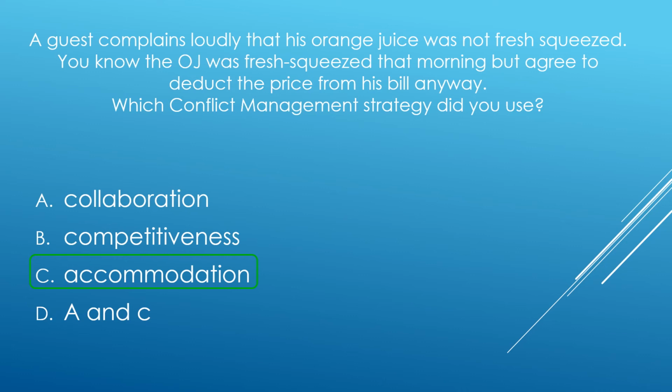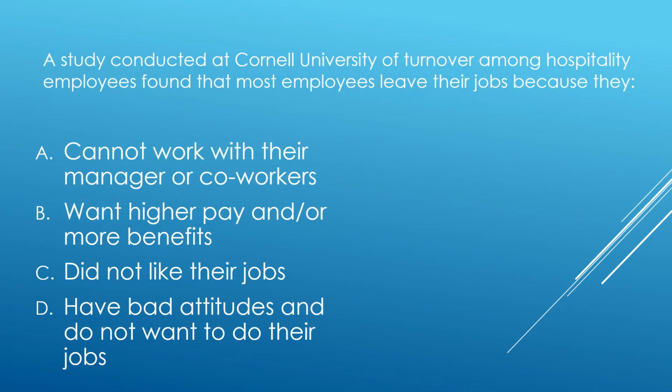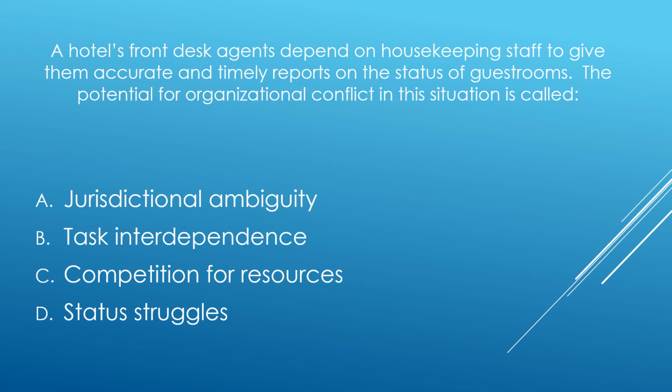So sometimes that happens. A study conducted at Cornell University of turnover among hospitality employees found that most employees leave their jobs because they cannot work with their manager or coworkers. A hotel's front desk agent depends on housekeeping staff to give them accurate, timely reports of the status of the guest rooms. The potential for organizational conflict in this situation is called task interdependence. They are relying on each other.